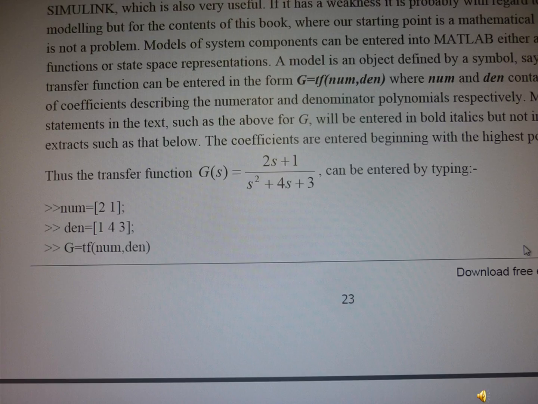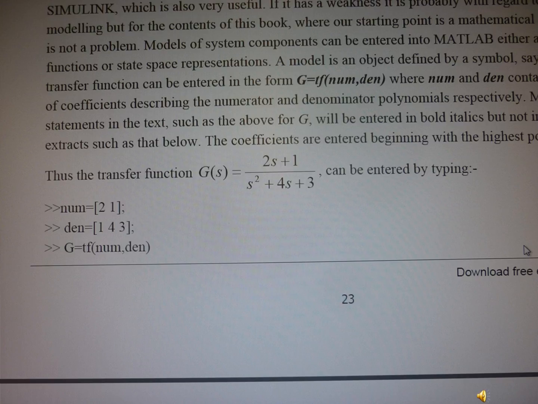If you are using a computer control system program for the control function, in this case our control function is G(s) equals 2s plus 1 divided by s squared plus 4s plus 3. So this is the transfer function given.